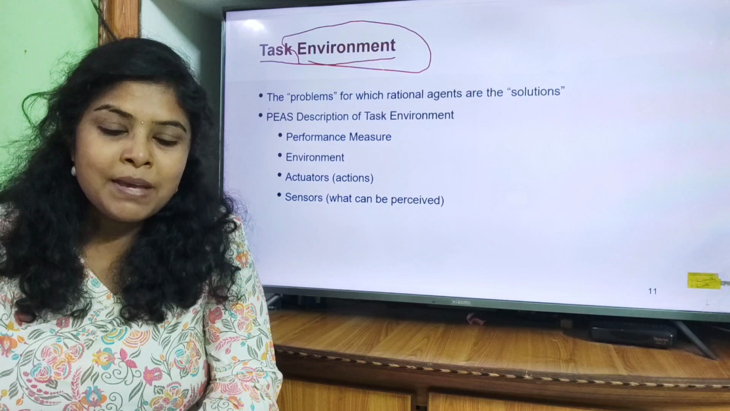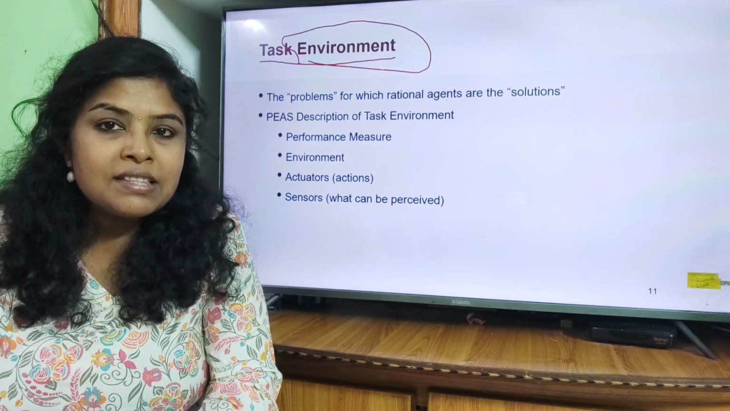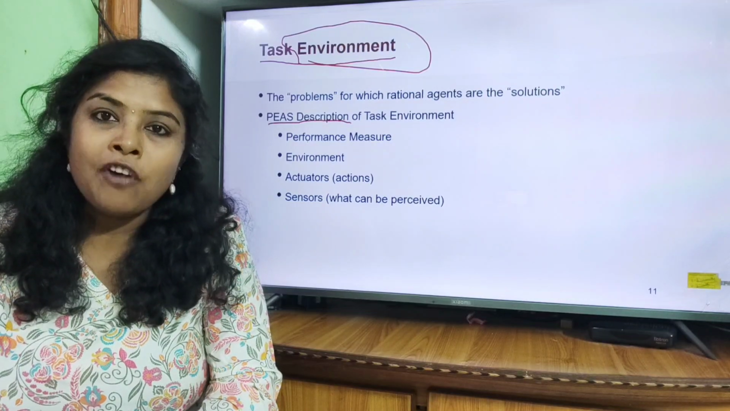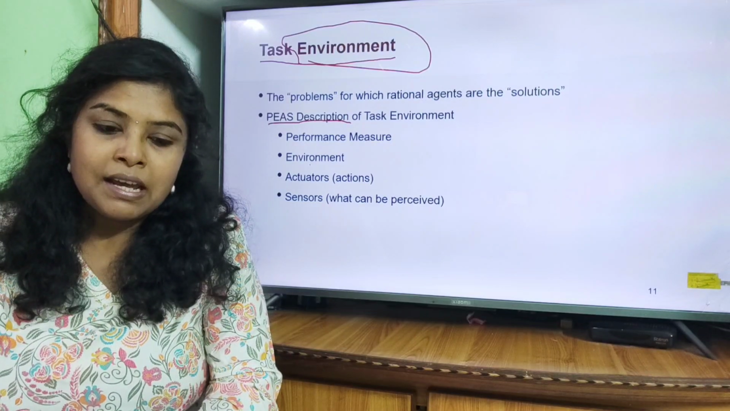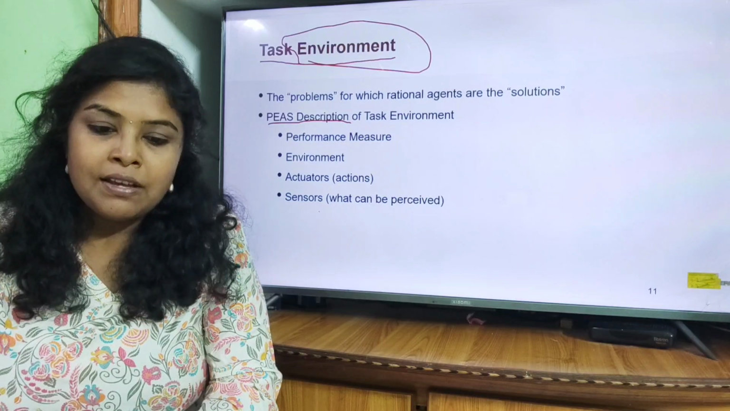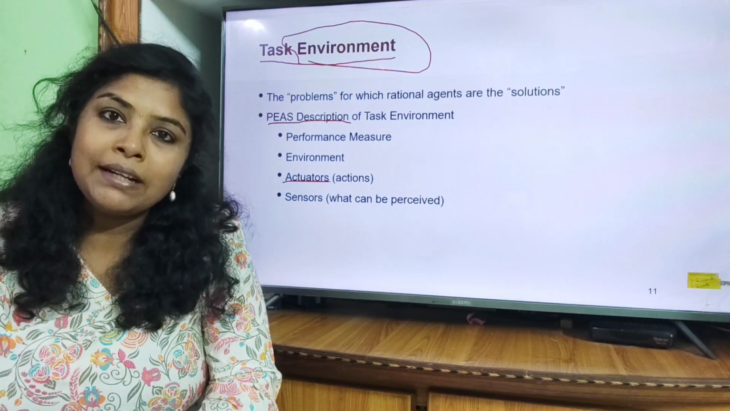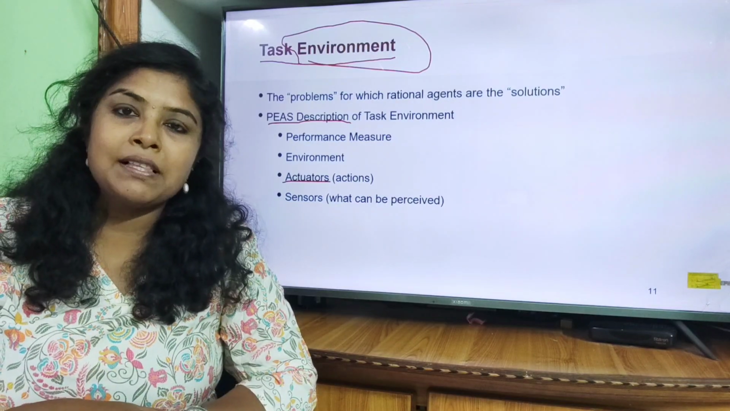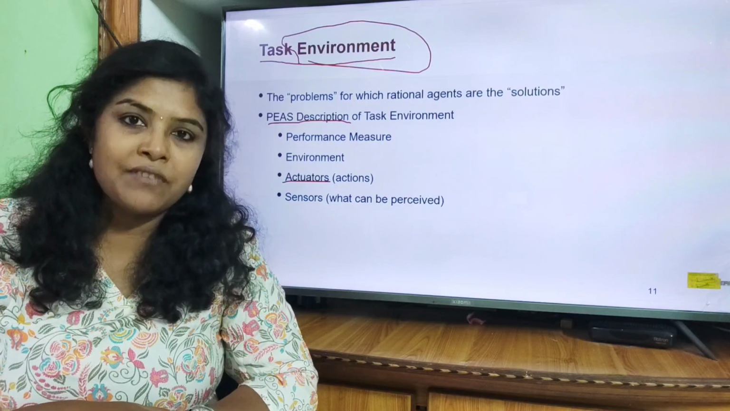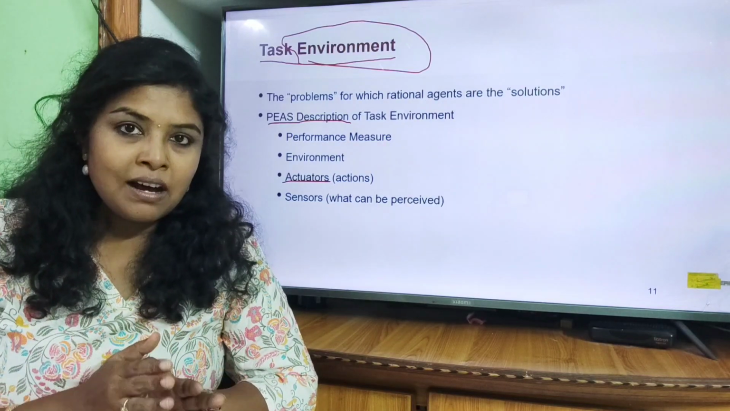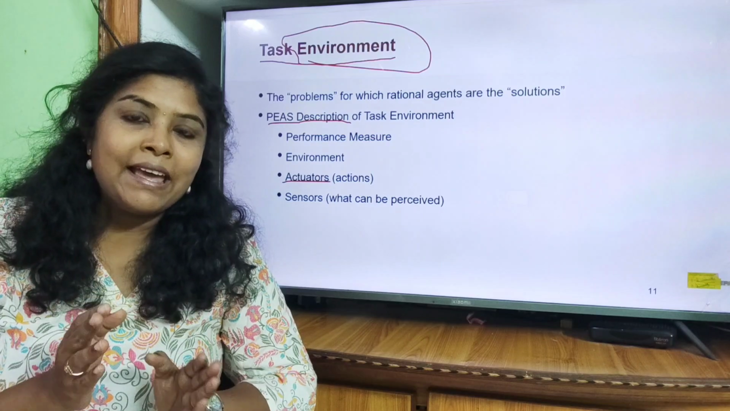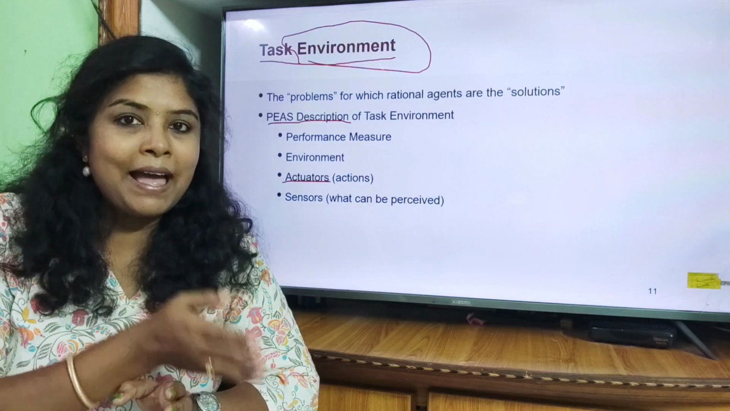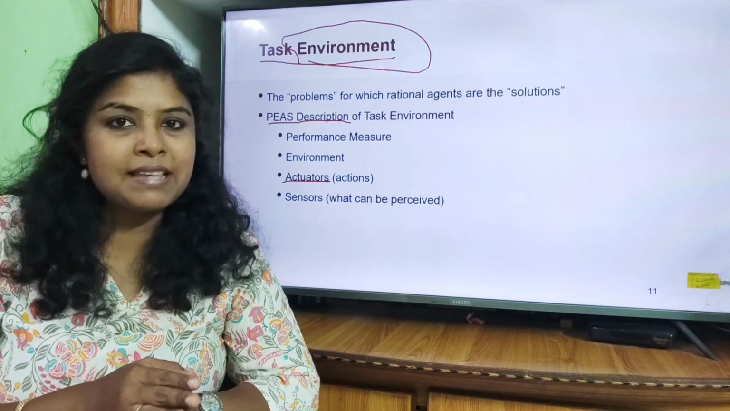In this, we are describing the problems for which rational agents are the solutions, and PEAS stands for performance measure, environment, actuators and sensors. Previously we have seen that actuators will initiate the action for the agent. We have seen some examples like the robo vacuum cleaner and the self-driving car, where the agent is the car and the vacuum cleaner, and they are able to observe from the environment through the sensors and perform actions based on the mapped percept sequence, right?